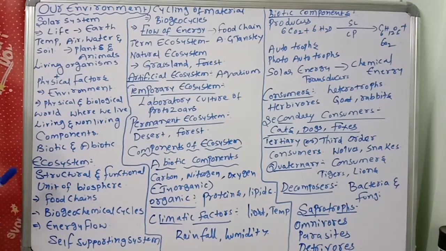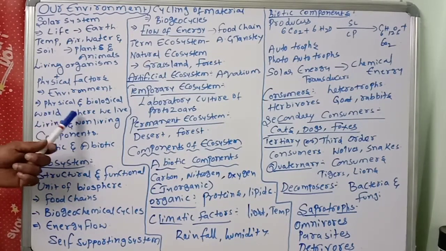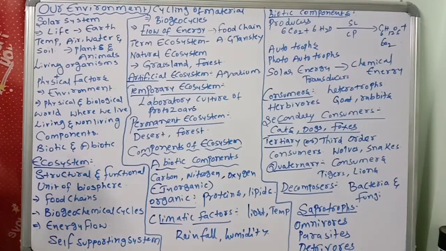Living organisms and physical factors, temperature, air, water and soil, together constitute our surroundings or environment. How can you define the environment? It is the physical and biological world where living and non-living components, that is, biotic and abiotic components, are present. The environment affects organisms without becoming an integral part of them.